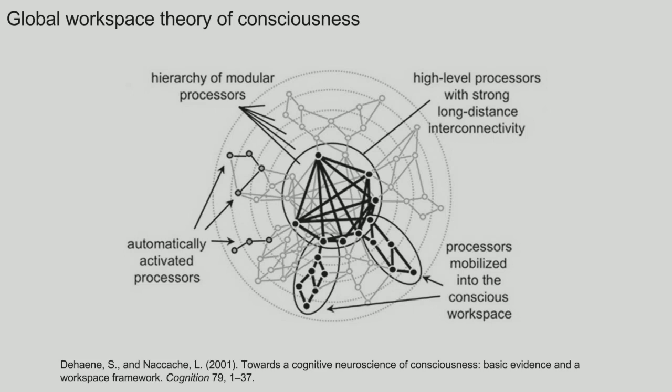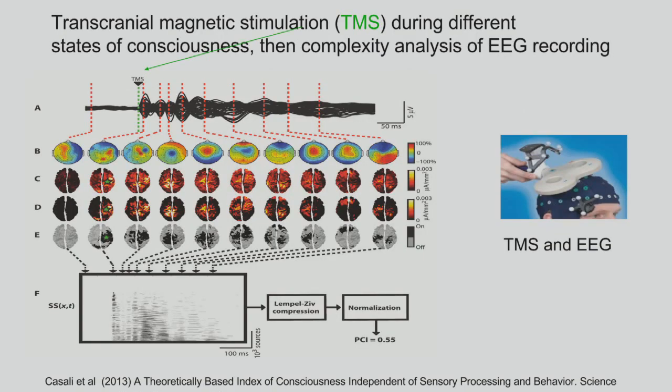It's just another example of how people try to, A, come up with a measure that really works with conscious level, and B, try to connect it to some theory. Now we come to the best consciousness measure so far out there. It's Casali and Massimini, a Science paper from 2013.